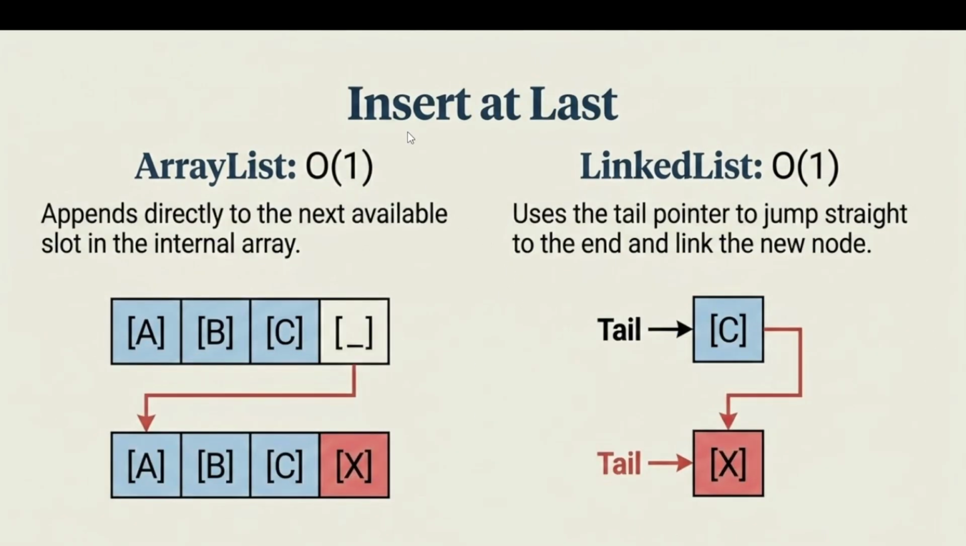Whenever we are inserting at the end, the time complexity will be O of 1 for ArrayList because we do not need to shift the elements here. We are directly adding the element at the end. For LinkedList also, there is no iteration operation, so it will be O of 1. In both cases, we get the best time when inserting at the end.